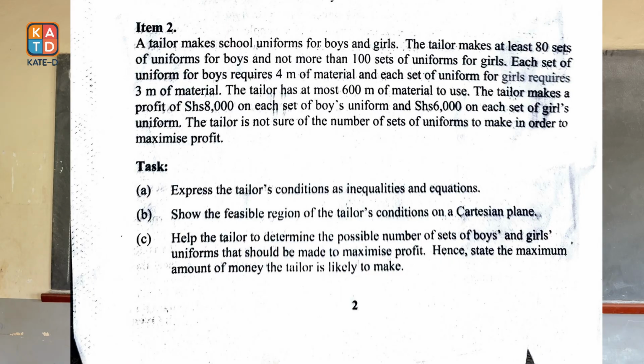Under the tasks, we have: part A, express the tailor's conditions as inequalities and equations. Part B, show the feasible region of the tailor's conditions on a Cartesian plane. Part C, help the tailor to determine the possible number of sets of boys and girls uniforms that should be made to maximize the profit. Hence, state the maximum amount of money the tailor is likely to make.